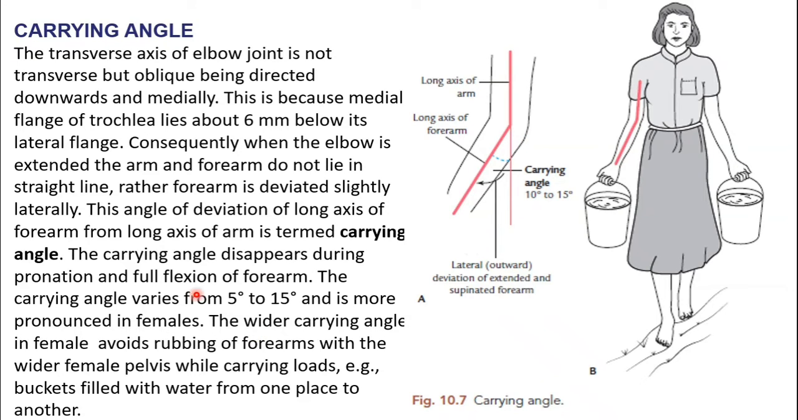When it is in pronated position, the angle will disappear. The carrying angle, what is the value? Varies from 5 to 15 degree and is more pronounced in female because the female has a wider pelvis.